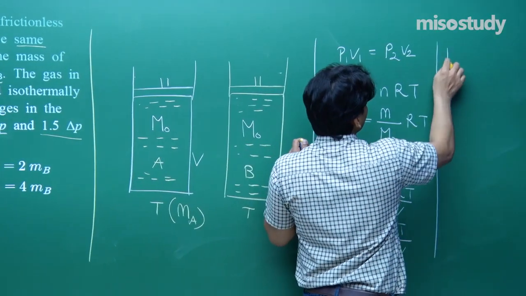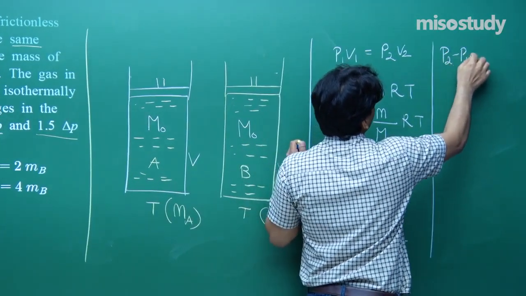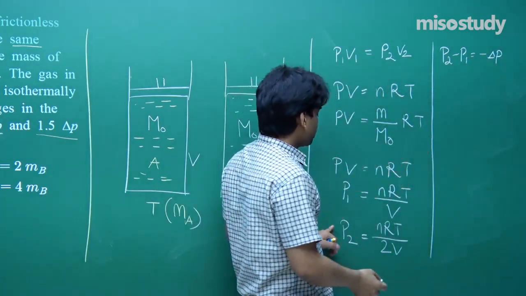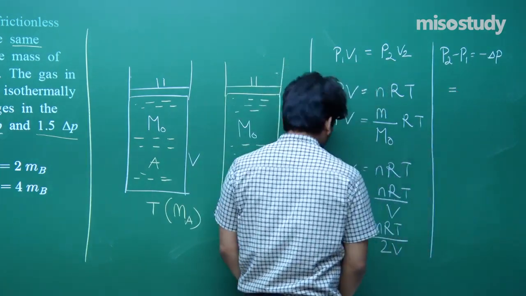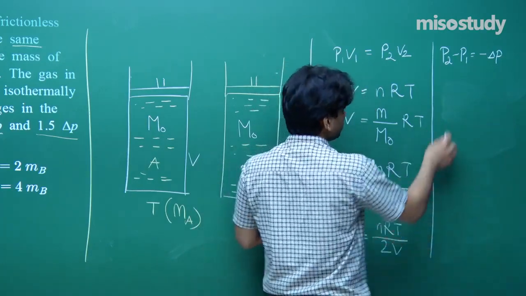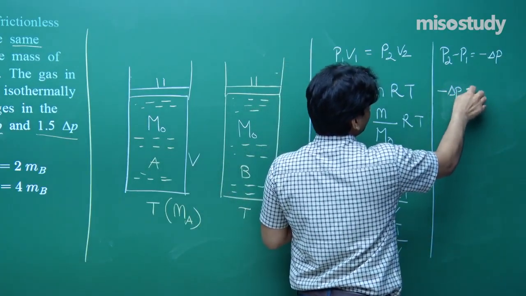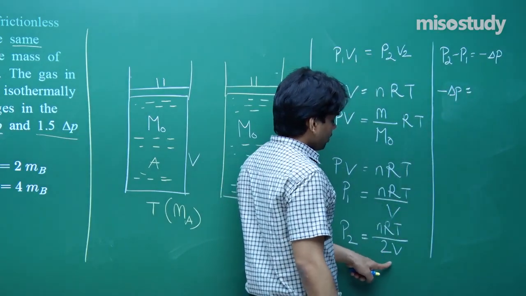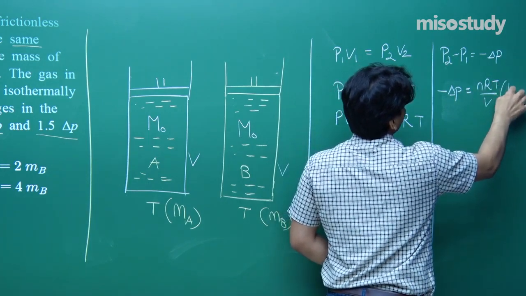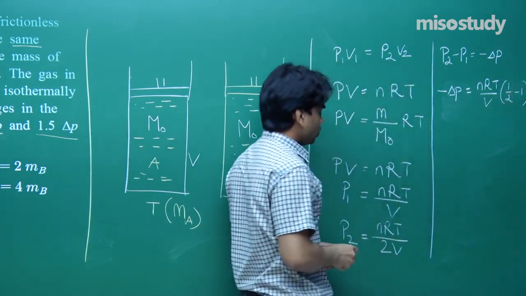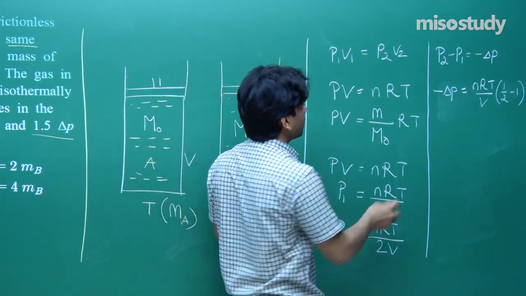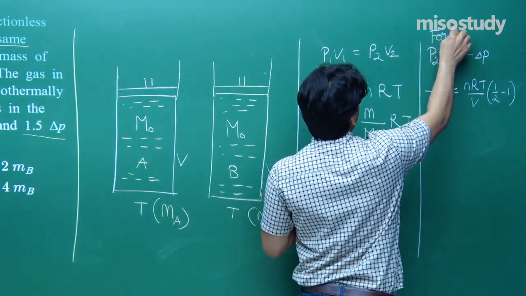So I am using final change in pressure will be equal to minus delta P as per given, because finally it will be reduced. So minus delta P will be equal to P2 minus P1. So nRT by V times (1 by 2 minus 1), you will be obtaining this P2 minus P1. This applies for A.